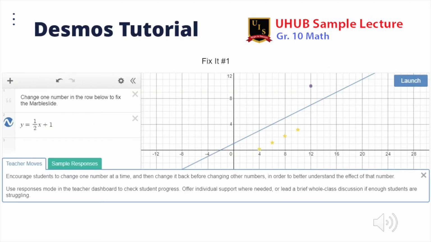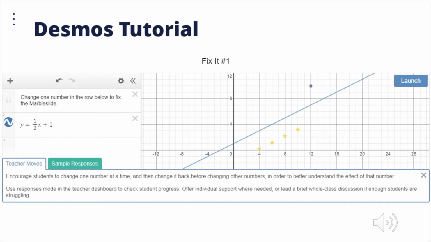The goal of this Desmos is to get the purple ball to hit all of the stars. You must do this by changing the slope or some sort of component of the equation on the left-hand side.